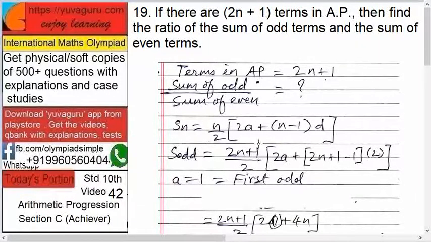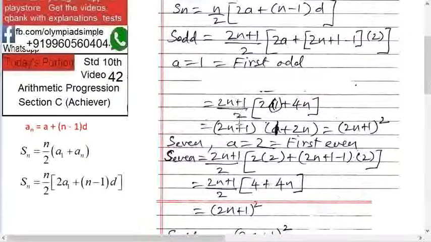So it is 2n plus 1 upon 2 into 2a. a is 1, so 2 into 1 plus, solve this, you get 2n. Therefore, solving this again, 2n plus 1 into, it becomes 1 plus 2n, which means the same thing, 2n plus 1. That is 2n plus 1 the whole square, which means the sum of odd is 2n plus 1 the whole square.